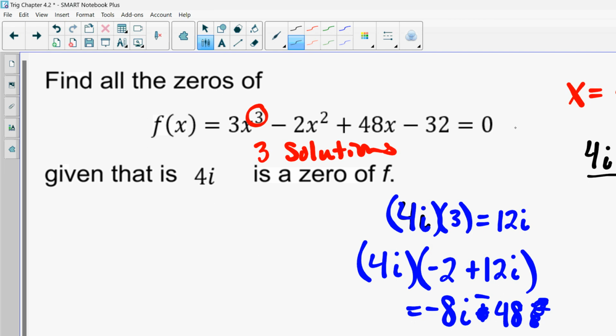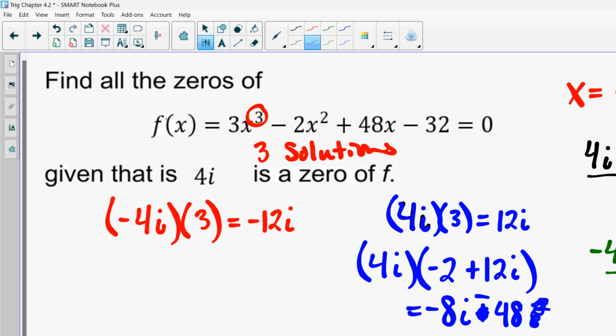Now, that's one of our solutions. We did have a second solution, yes? Which was negative 4i. We're going to do this again, but with negative 4i. I'll do this one in red. So our first step is going to be negative 4i times 3, which is going to be negative 12i. Because it seems like it would be 12i, but this time the 4i is negative, so we get negative 12i.